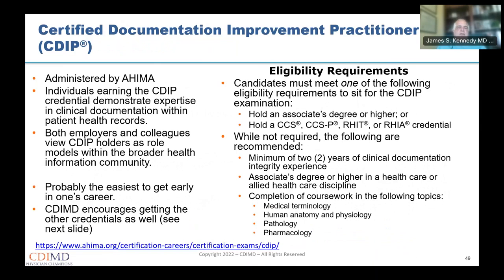The eligibility is either a coding credential or medical record credential or an associate's degree or higher. So if one has graduated from a nursing school or a medical school, that part is satisfied. Then one would have to take a test. And once you pass the test, you have the certification. Of course, there has to be a maintenance of that certification by getting continuing education hours. They do recommend that you have a working knowledge of coding experience, CDI experience, but it is not required.